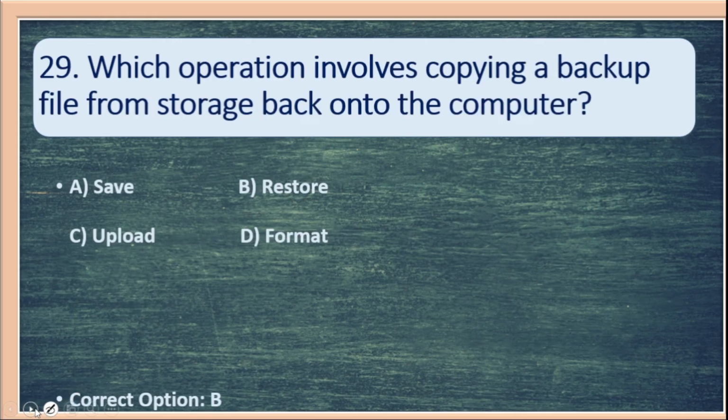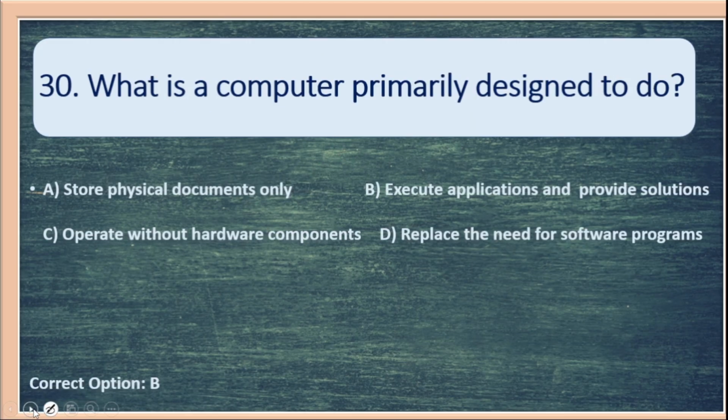Next question. Which operation involves copying a backup file from storage back into the computer? Save, restore, upload, format. Answer is B, restore. What is a computer primarily designed to do? Store physical documents only, execute applications and provide solutions, operate without hardware components, replace the need for software programs. Answer is B, execute applications and provide solutions.